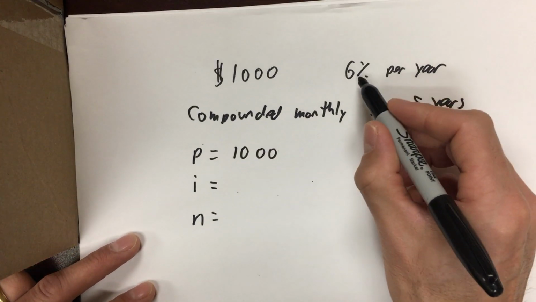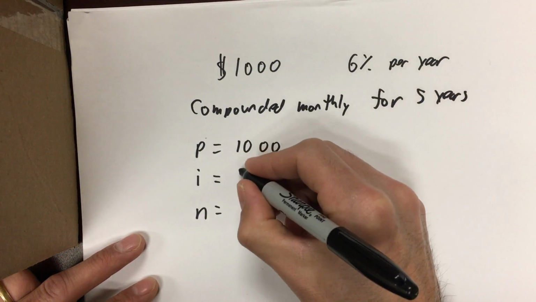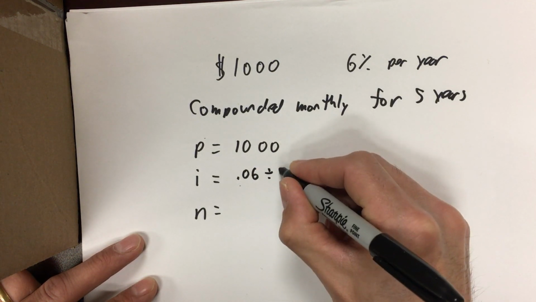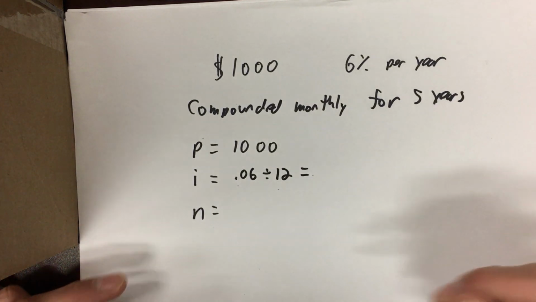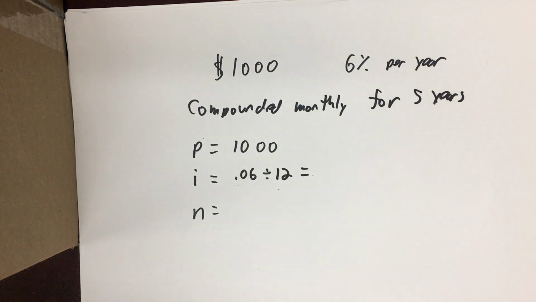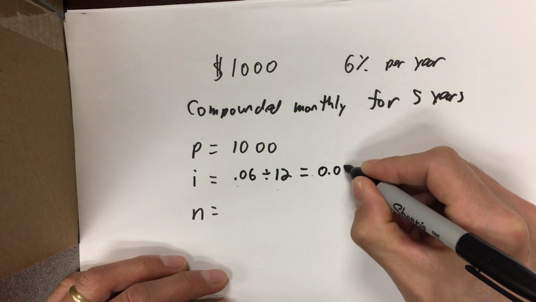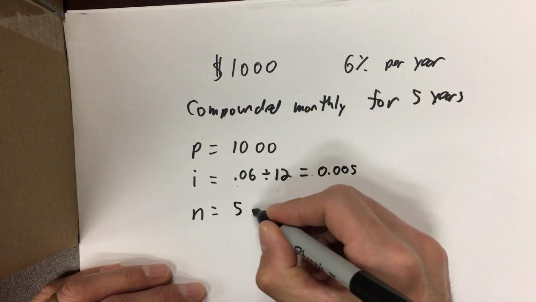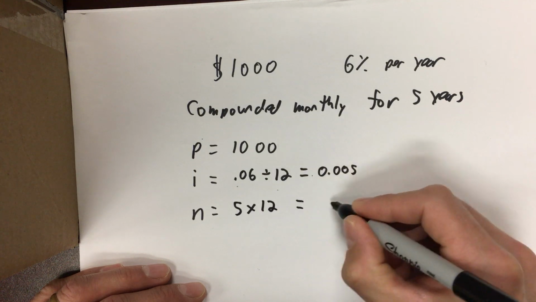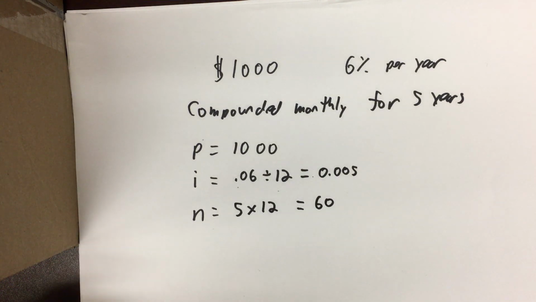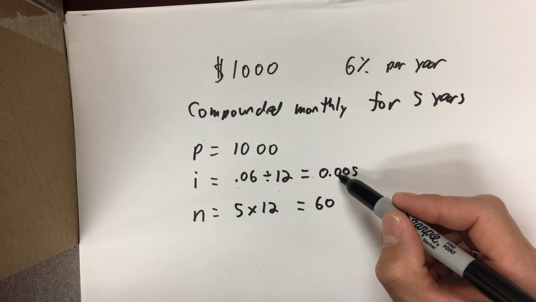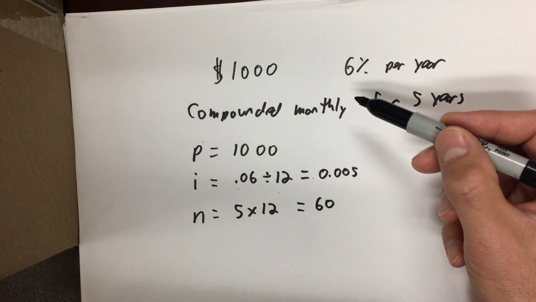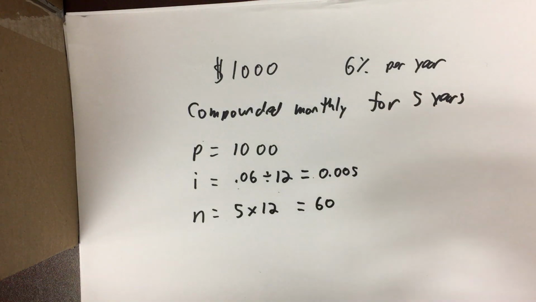The interest is how much of that 6% we have every month. So remember, 6% is 0.06. That's the amount of interest per year. But we're going to divide that by 12 because there are 12 months in a year. So I've got 0.06 divided by 12, which is 0.005. The number of compounding periods, we have 5 years, but we're going to multiply that by 12 months per year. So there are 60 compounding periods. As a general rule, you're going to see your interest go down and your number of compounding periods go up when it's compounded every month or perhaps 4 times a year. You'd call that quarterly, or twice a year. You'd call that semi-annually.